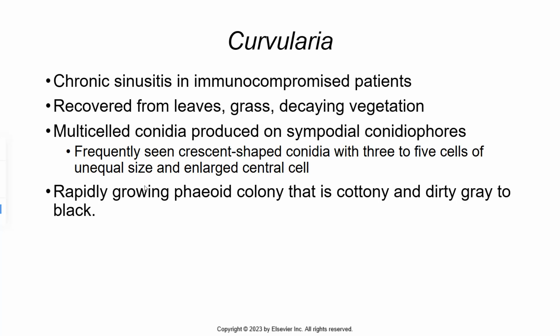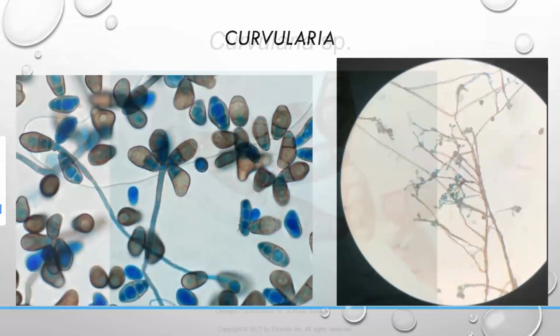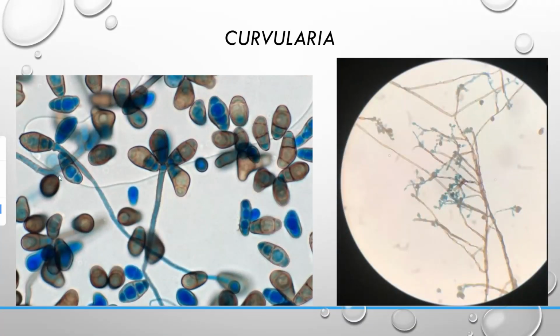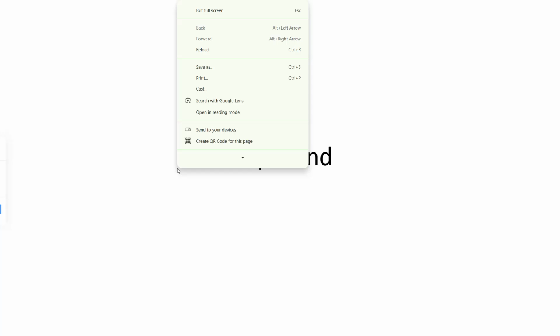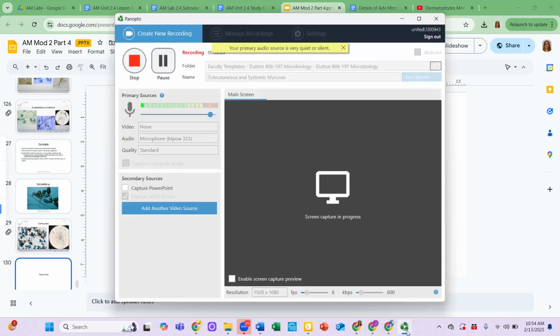Curvularia, again, chronic sinusitis. This is a picture of Curvularia. And this is our typical LCB prep of it. So the big thing for this one would be identification of all the species listed, and then knowing the main disease-causing ones and what disease they cause.